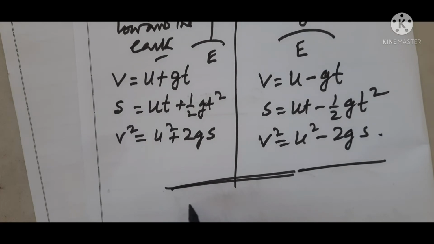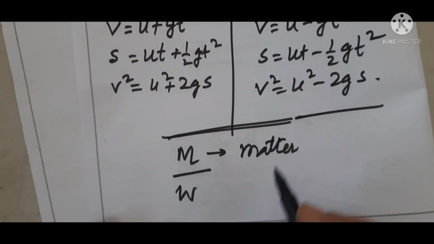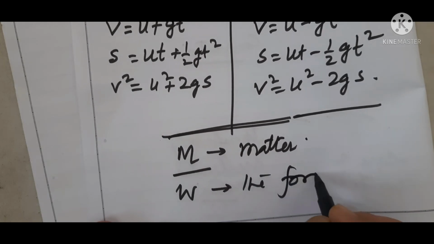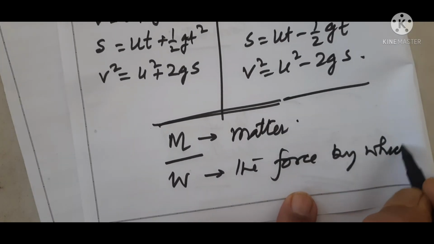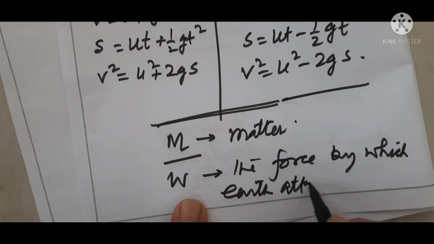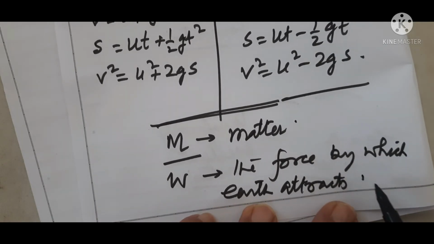Another formula in this chapter: the mass and the weight. Mass and weight both are not the same. Mass is the measure of the matter contained in an object. And weight is the force by which earth attracts any object towards itself. Right? That we have discussed.